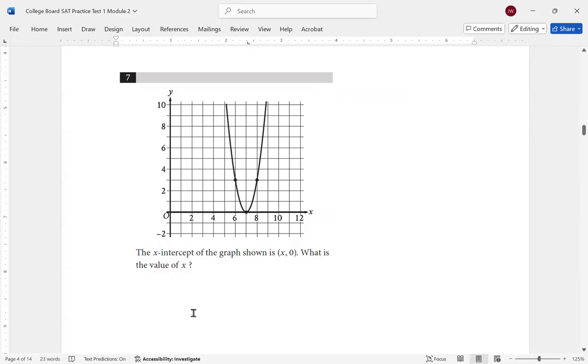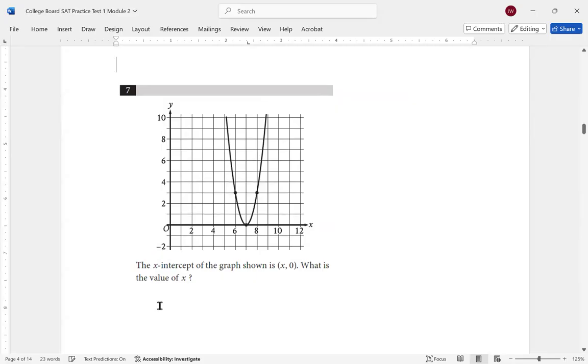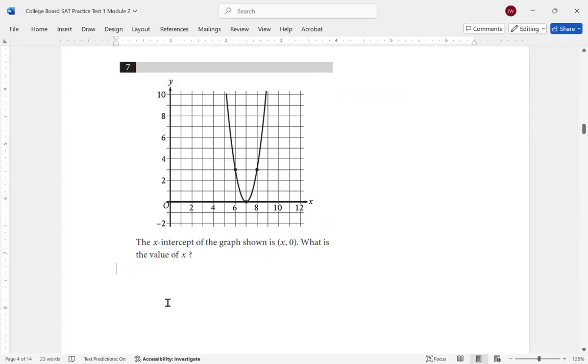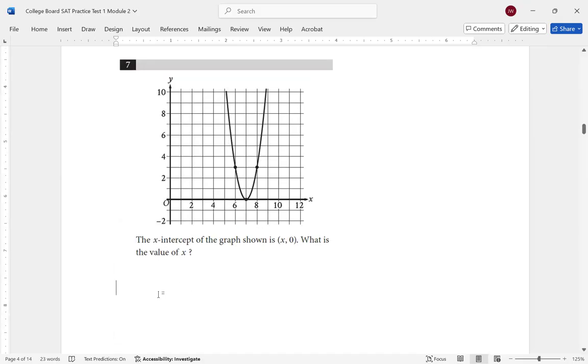Let's take a look at problem 7. This says the x-intercept of the graph shown is x comma 0. What is the value of x? So we're trying to visually locate the x-intercept. The x-intercept is where our graph hits the x-axis. And it's pretty clear that that is this point.